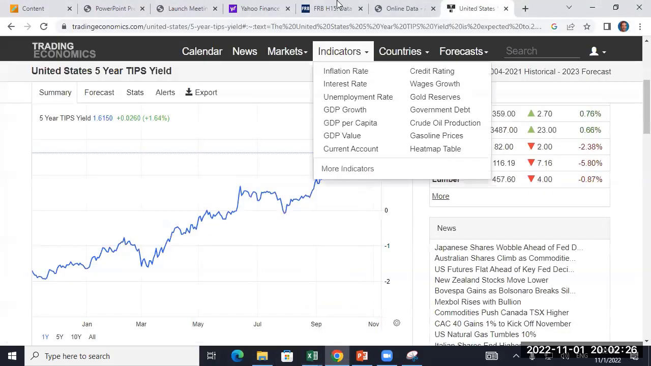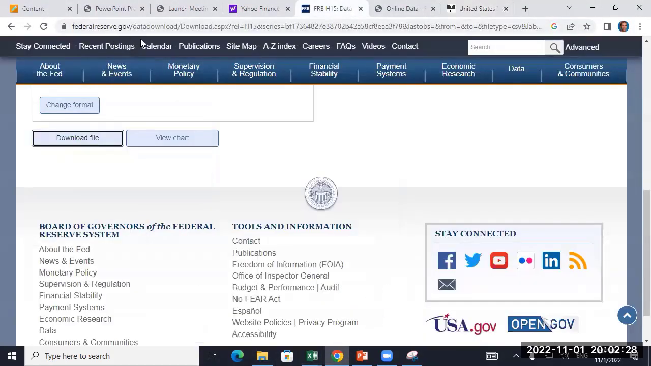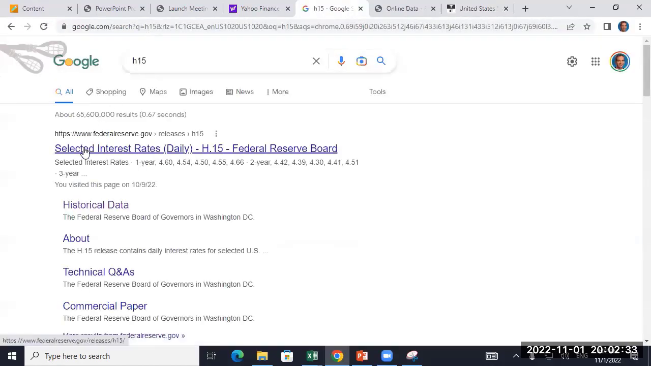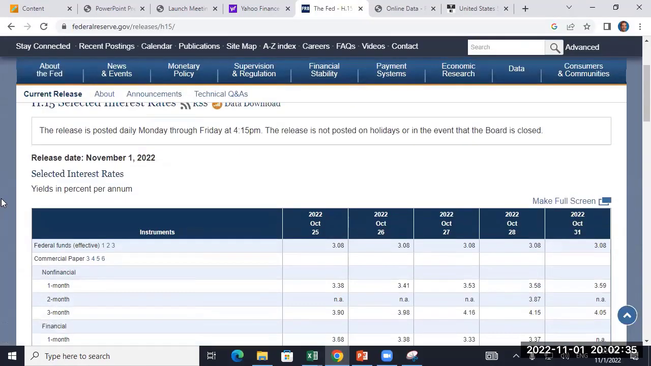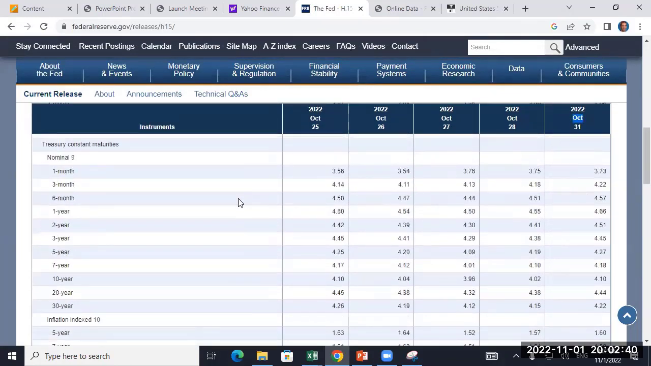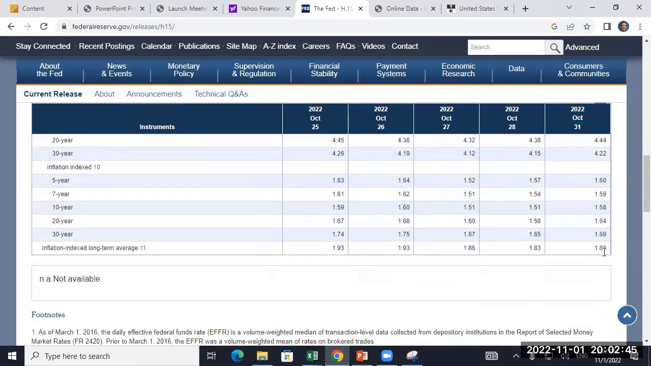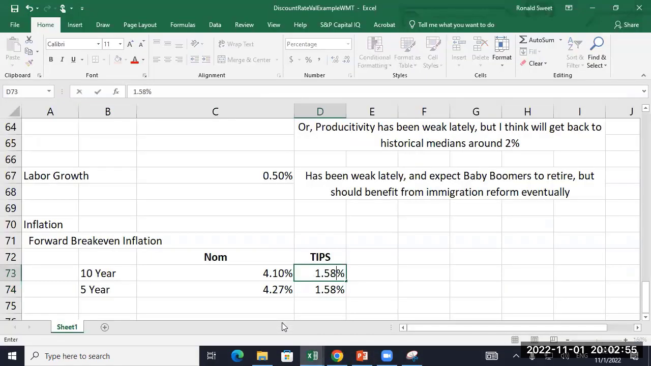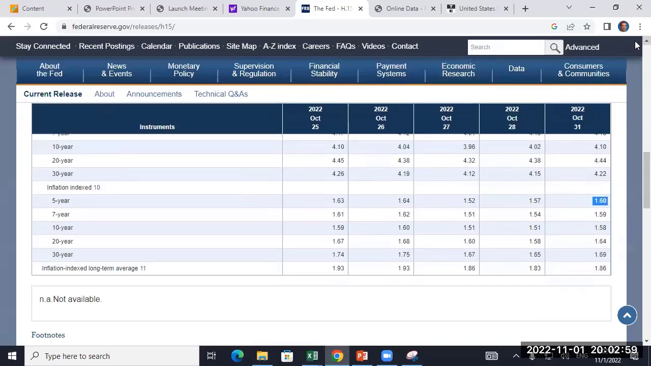It used to be, let me show you, there's probably a better site here. If you do the H15, I should have done that. If you do the H15 and just do selected interest rates, yeah, I should have started here. If you do selected interest rates, it's right here. There's October 31st. There's the 10-year 4.10. There's the five-year 4.27. Here's the TIPS. So I take everything back. I just said 1.58 and 1.60. So yeah, sorry I put you on a wild goose chase there.